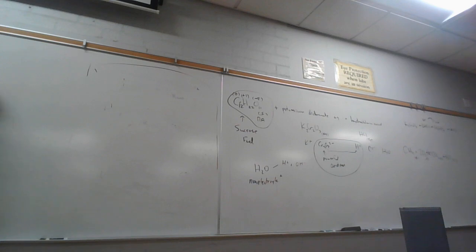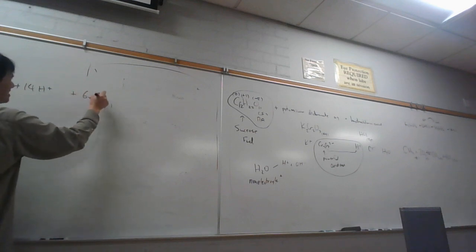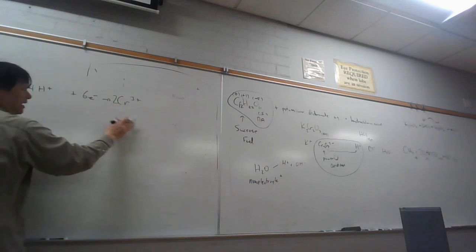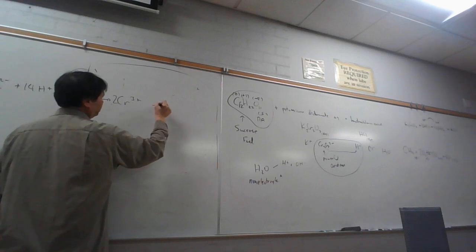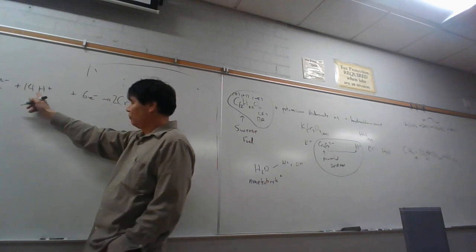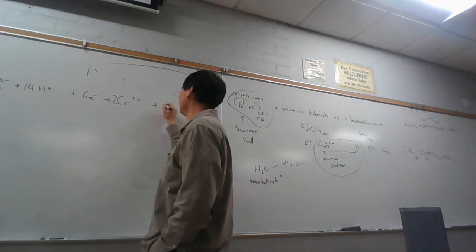And so dichromate is going to require how many H pluses? 14 H pluses. And do you know what the oxidation state of chromium is here? Plus 6. This is called chromium 6. And it's going to be plus 6 electrons. It's going to go to 2 chromium 3 plus ions. And how many waters? Well, actually, we need 14 hydrogens, which is going to give us 7 waters.